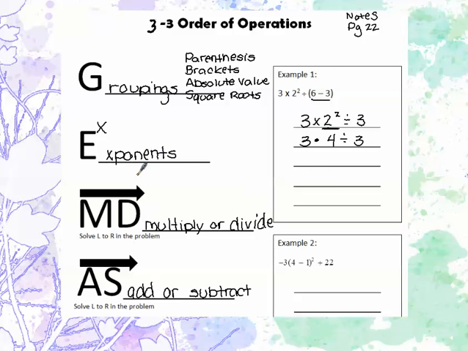Do I have any more exponents? No. Now I need to move on to multiplying and dividing. Remember, I multiply or divide left to right to solve the problem. So the first thing that is there is multiply. So I'm going to multiply first. 3 times 4 is 12. Then I still have my divided by 3. And then the last step is just 12 divided by 3, which gives you an answer of 4.